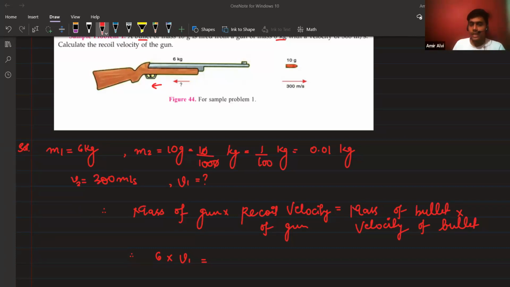Clear? It is equal to, because initial momentum is 0. The gun is at rest, the bullet is also at rest. So initial momentum is 0. We are talking about the scenario when we fired the bullet. It is equal to the mass of the bullet into, if I need to calculate the momentum of the bullet, what do you need? You need the velocity of the bullet, which is also given. When you fire the bullet, the same force which sends the bullet in the forward direction makes the gun move in the backward direction. Third law of motion. Clear? So can I say that the mass of the bullet is 0.01 into the velocity of the bullet, 300?